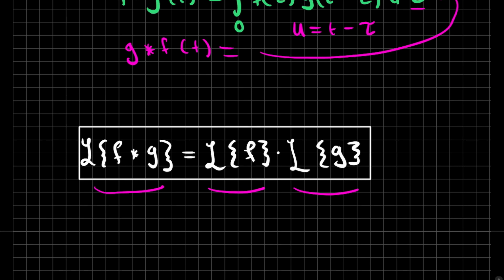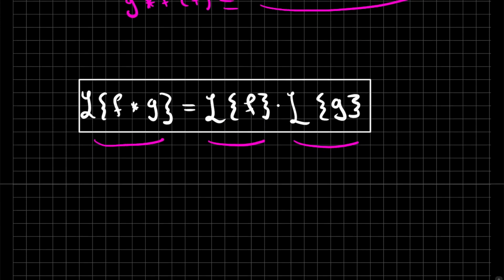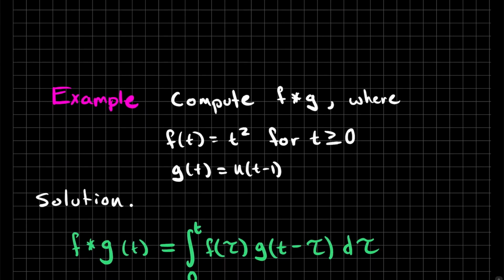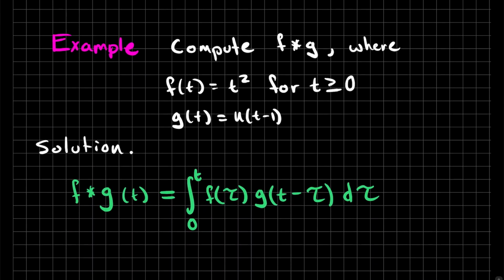But in the meantime, let's jump to a concrete example of how to calculate the convolution of two functions. What we're dealing with here is the convolution of t squared, for t being positive, and the Heaviside function.